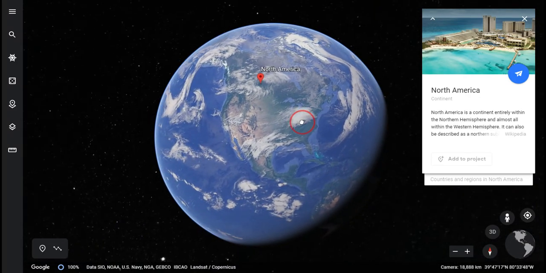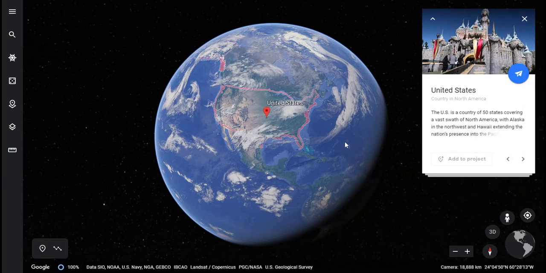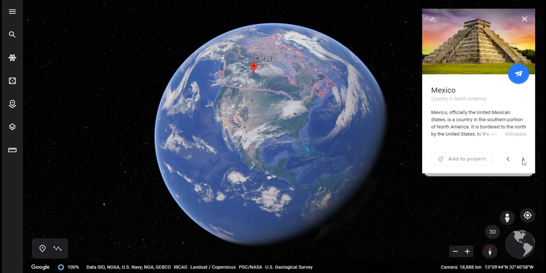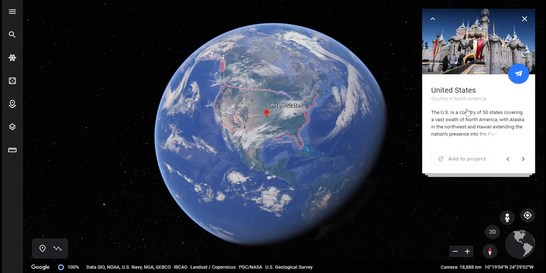So North America is where we live. North America is the continent in which we live, and then there are countries inside of that continent. So we've split up the continent into different pieces. There's the United States, there's Canada, there's Mexico, and down below is Central America. So countries are the pieces that make up the continents. We live in the United States.